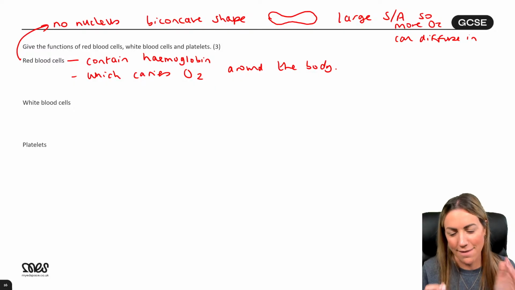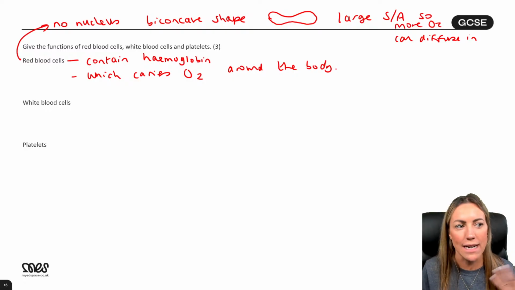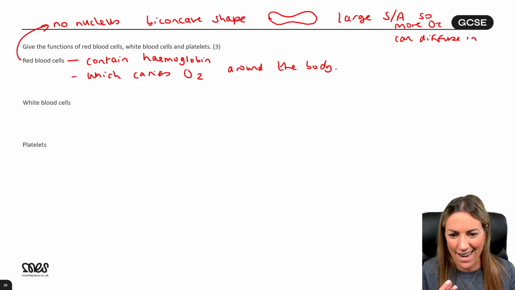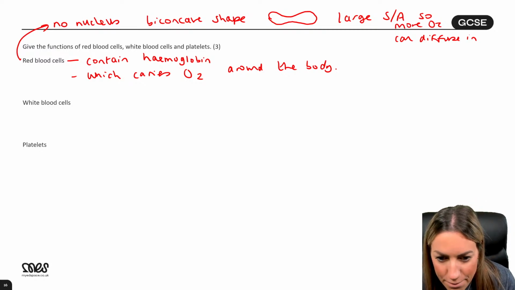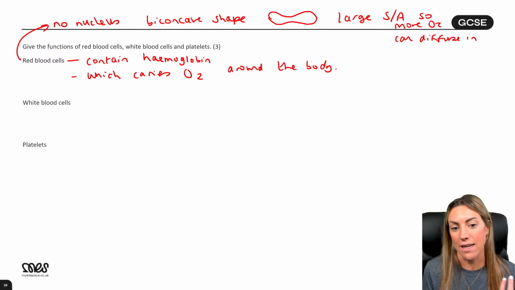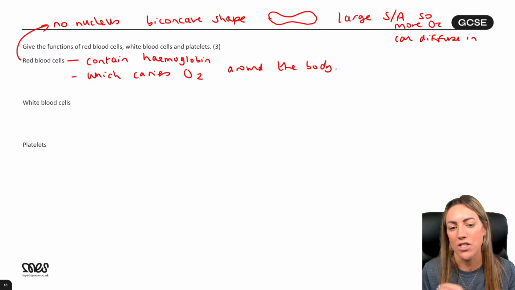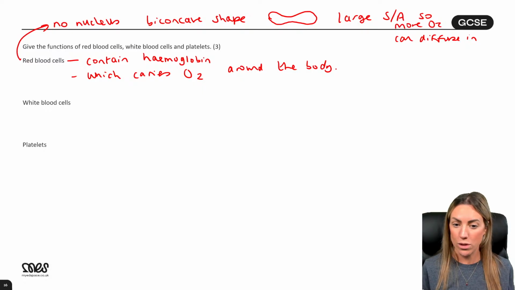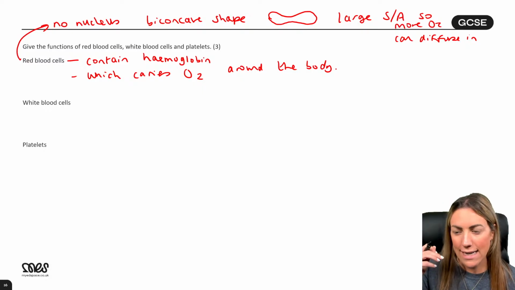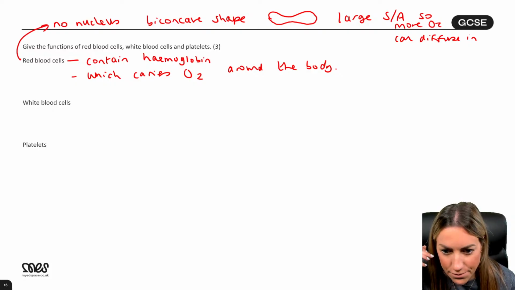Okay, so that's our main adaptations. No nucleus, so can contain more hemoglobin, carry more oxygen. Biconcave shape, larger surface area, again, more oxygen can diffuse in. Hemoglobin is a protein, Kian, that actually carries the oxygen. It's in the red blood cell, and they don't have a nucleus, so they can have loads of hemoglobin. Right, let's move on to white blood cells.